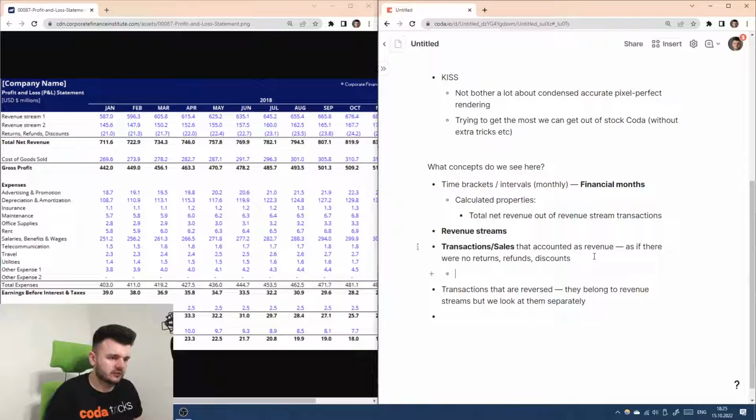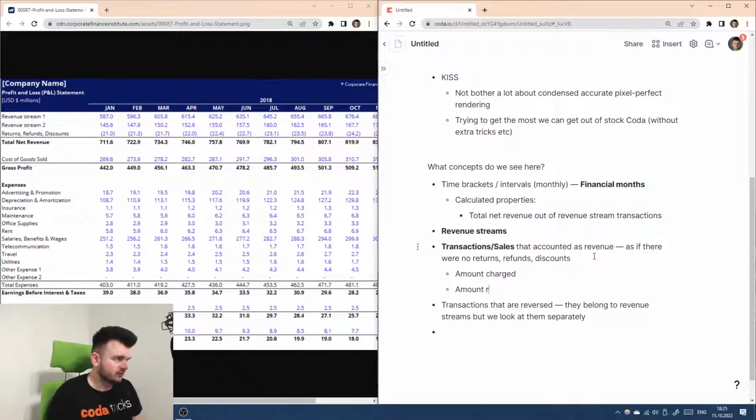So we actually will have a sale with an amount charged and an amount returned, refunded, discounted. Okay, cost of goods sold. So there has to be a good, perhaps, maybe we don't have to go that far, and the cost, like self-cost, initial cost, without added value, without something that we add on top of this.